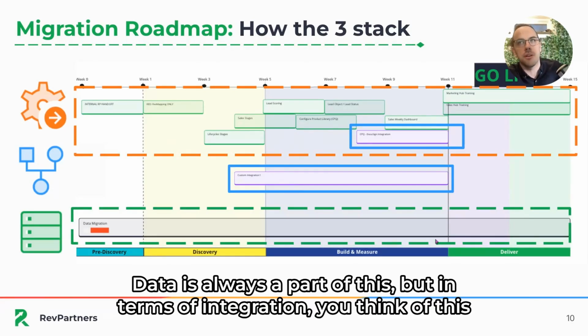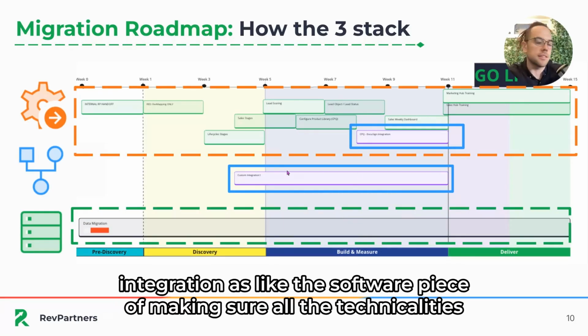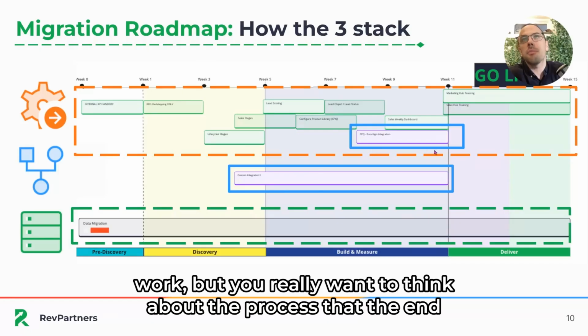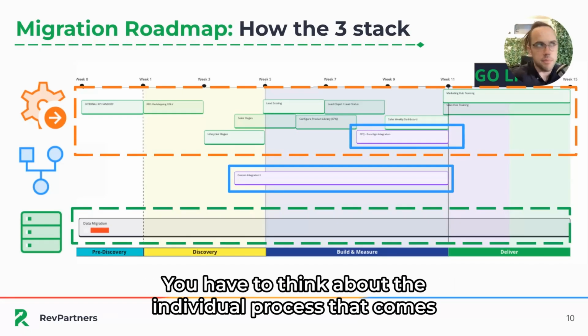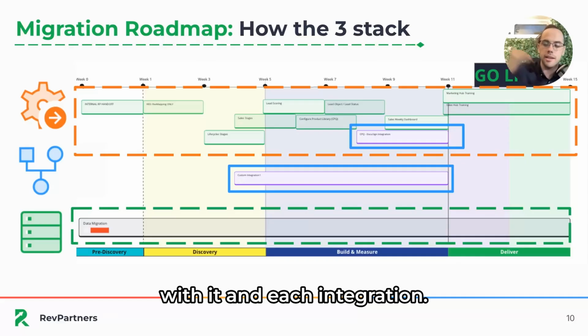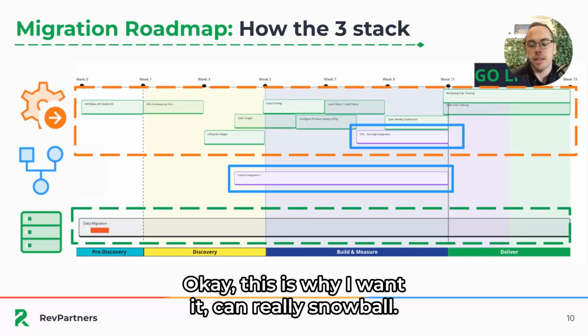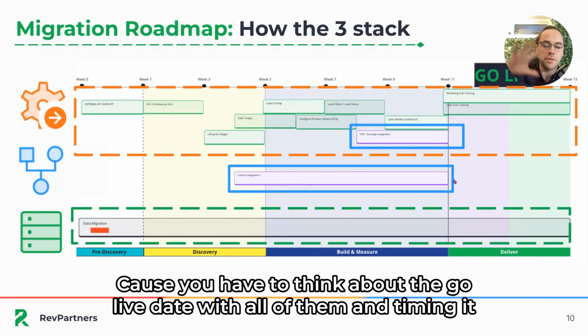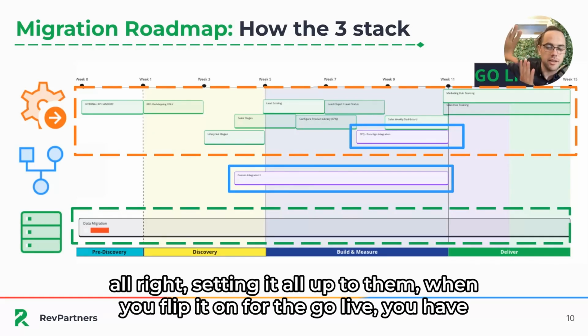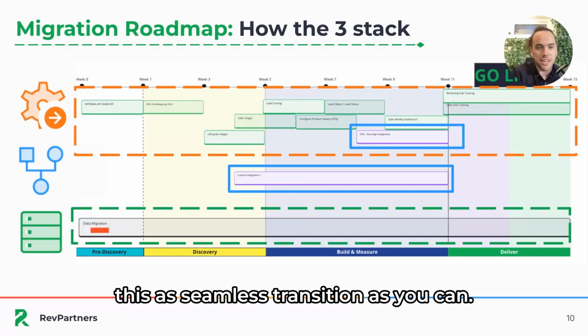Data is always a part of this. But in terms of integration, you think of this integration as like the software piece of making sure all the technicalities work, but you really want to think about the process that the end user uses on the software side. You have to think about the individual process that comes with each integration. Okay, this is why it can really snowball. You have a very complex tech stack intertwined into a CRM, because you have to think about the go live date with all of them and timing it all right, setting it all up so that when you flip it on for the go live, you have as seamless a transition as you can.